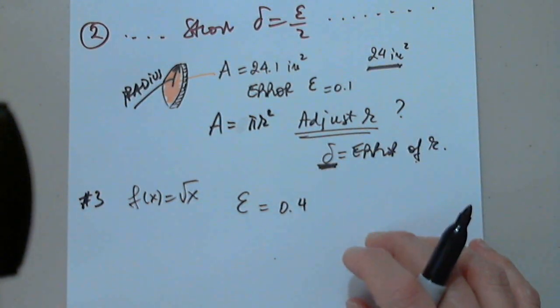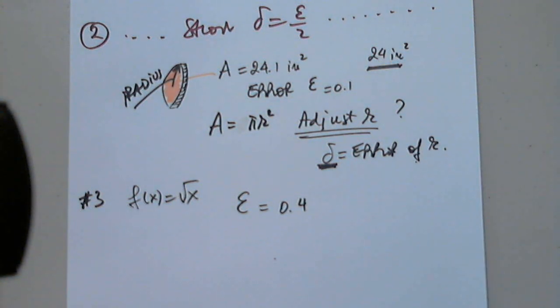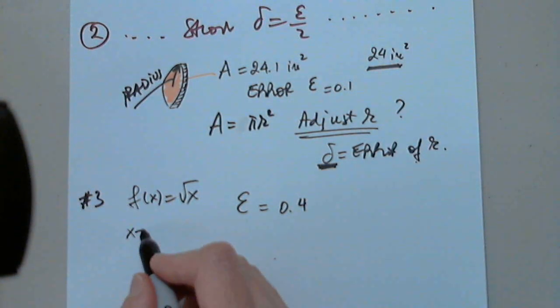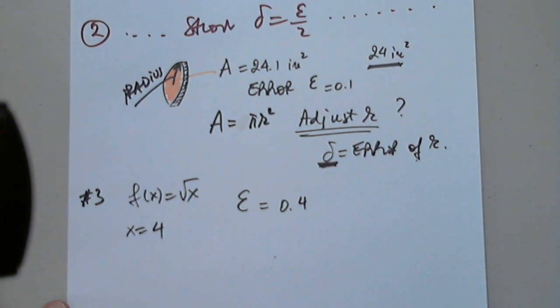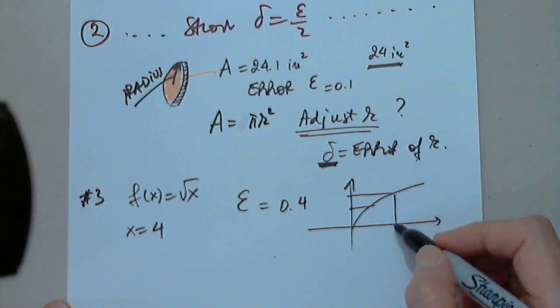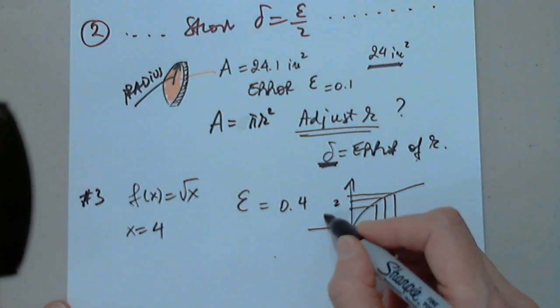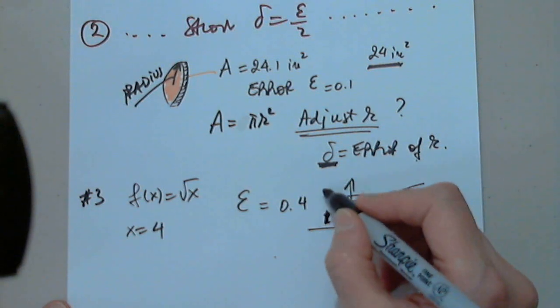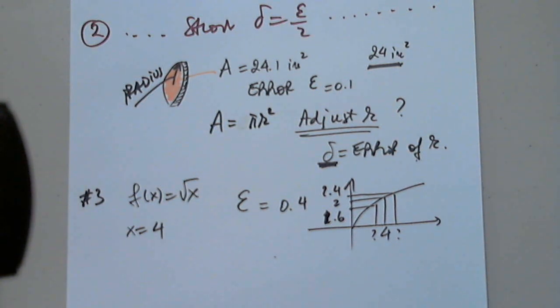So for this 0.4, we want to determine the delta right here. We know that x equals 4, and the function is the square root of x. I will copy it here just in case. It will not be as nice as that one. So this is 4, this is 2, this is 1.6, this is 2.4, and this is 4, and we are asked to determine delta. And we always have to choose the smallest of the two.